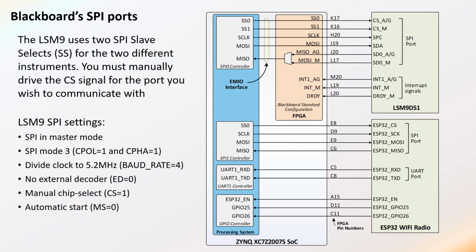So on the last part of the slide here, to configure the SPI port to talk to the LSM9, those are the things you want to do. Make sure the SPI port is in master mode. Make sure you're using mode 3. Set the divide clock to 5.2 megahertz. And no external decoder, manual chip select, and automatic start. Okay, and again, I talk more about this in the project write-up as well.